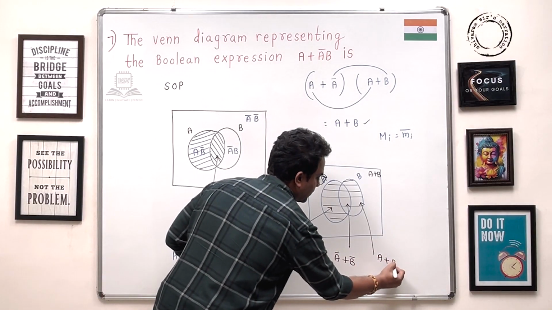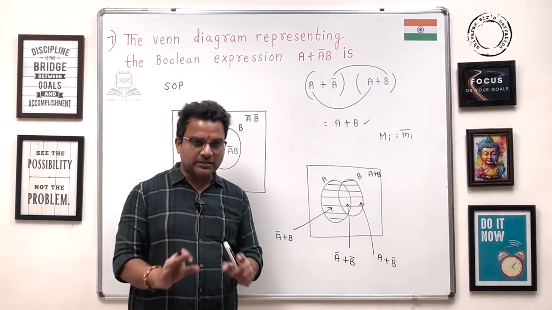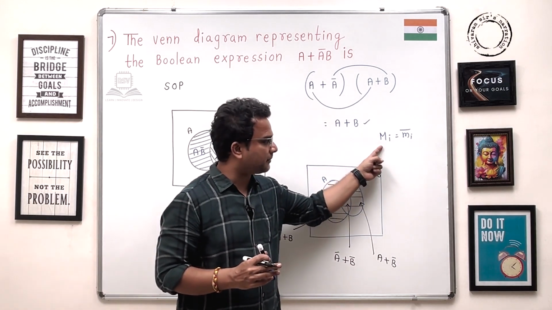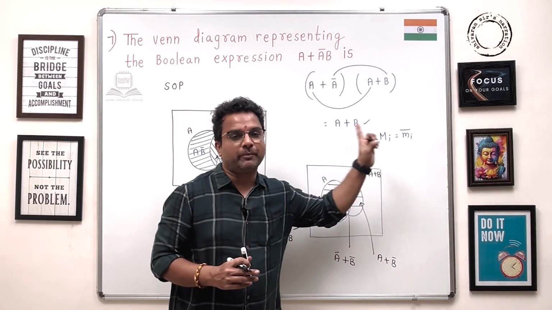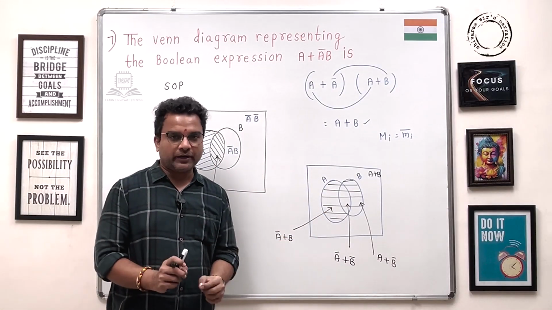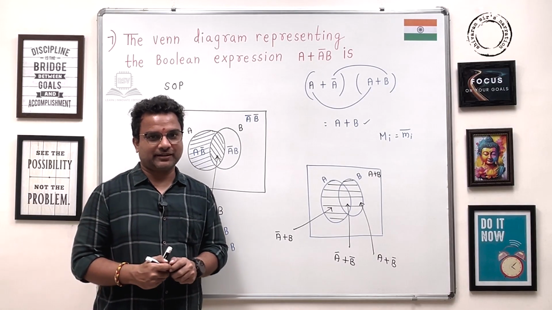That's it. Okay, so normally what I recommend is you just remember SOP form, and you just remember max term is simply complement of min term, so that automatically you can do the De Morgan's theorem. Okay, this is about a two variable Venn diagram, right?